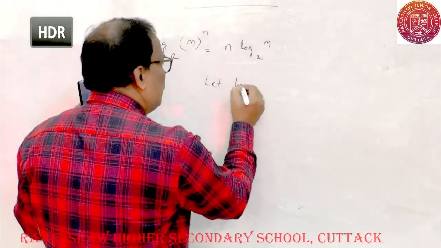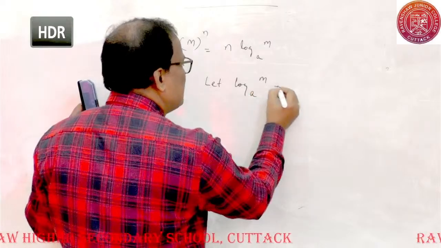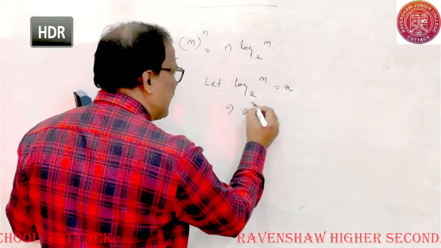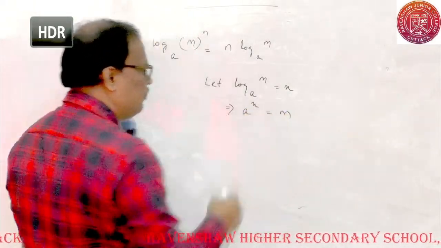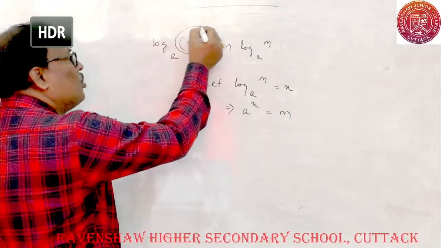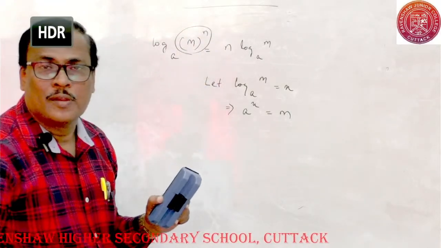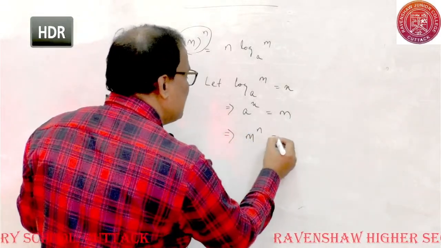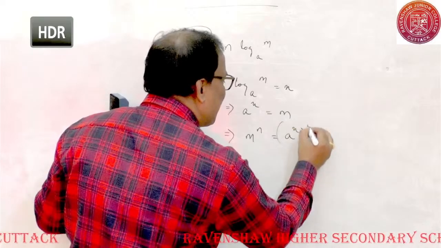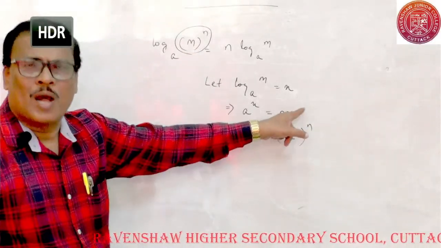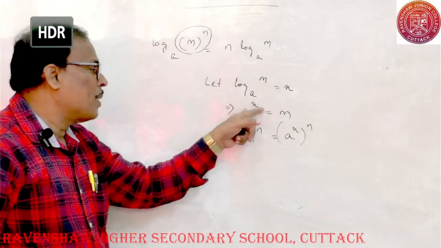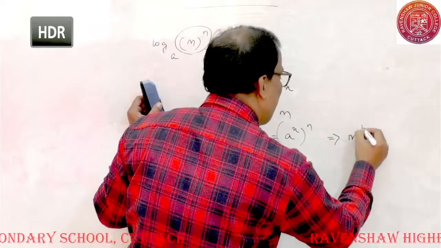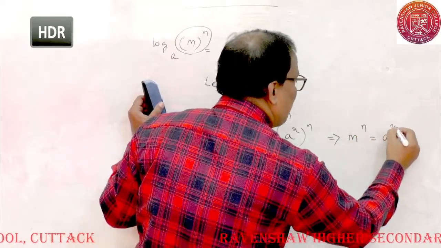Let log m to the base a is equal to x. This implies that a to the power x is equal to m. On the left-hand side we have m to the power n, so this implies that m to the power n is equal to a to the power x, the whole to the power n. So this implies that m to the power n is equal to a to the power xn.